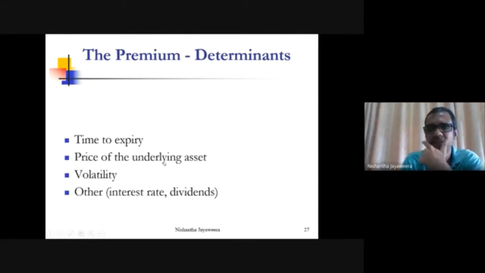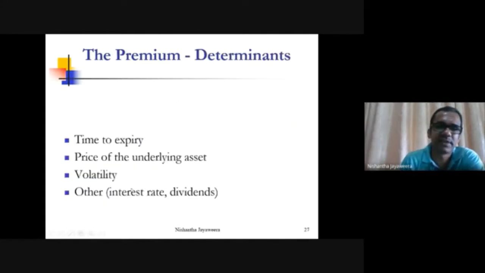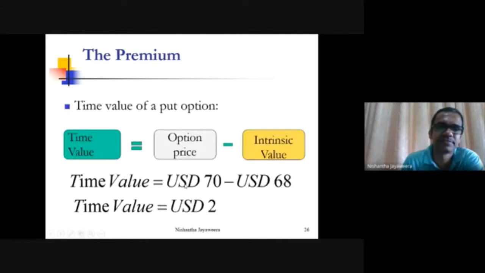The price of the underlying asset is almost like the strike. Indeed, this is a comparative thing: relative distance matters. We'll discuss these factors next week. So volatility is another key element.